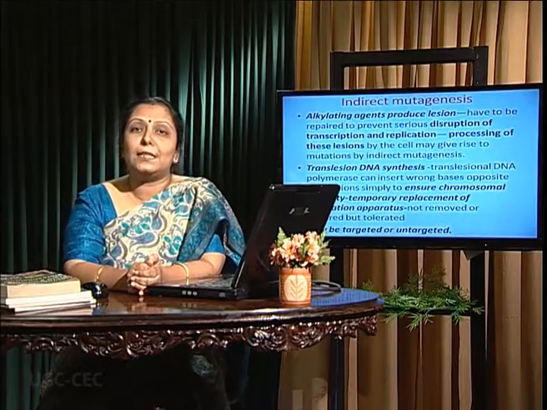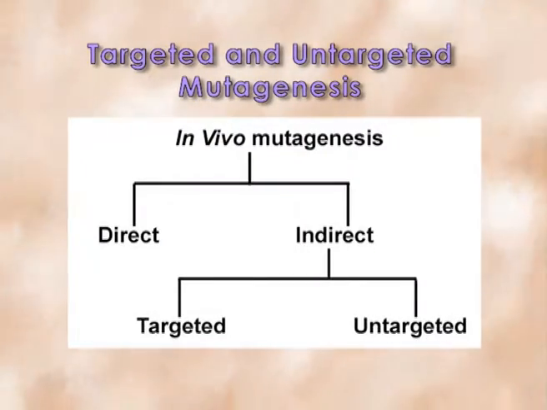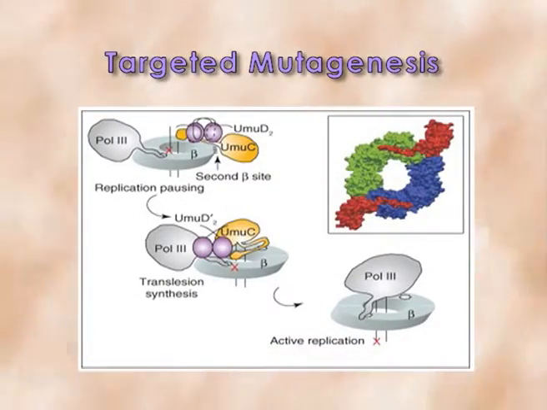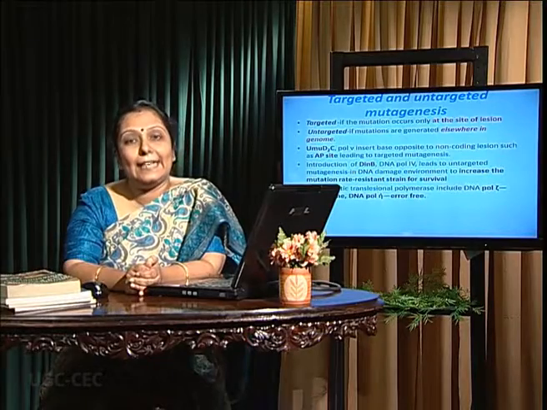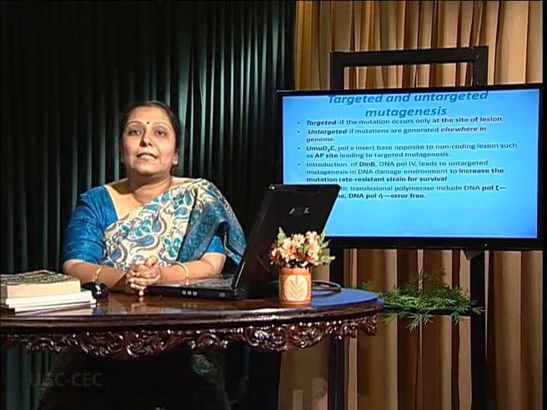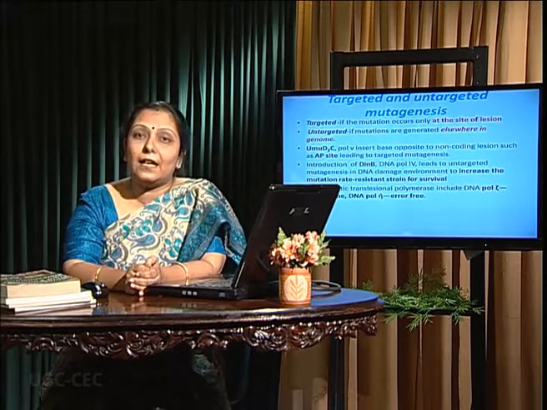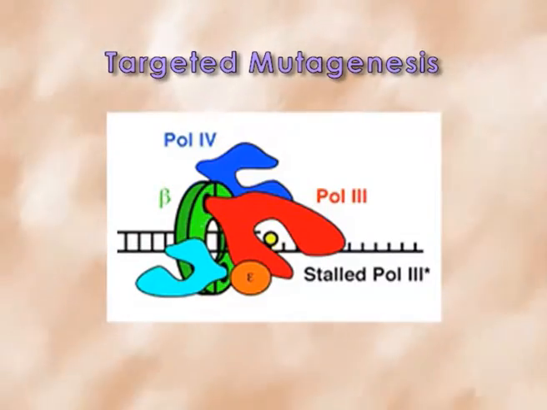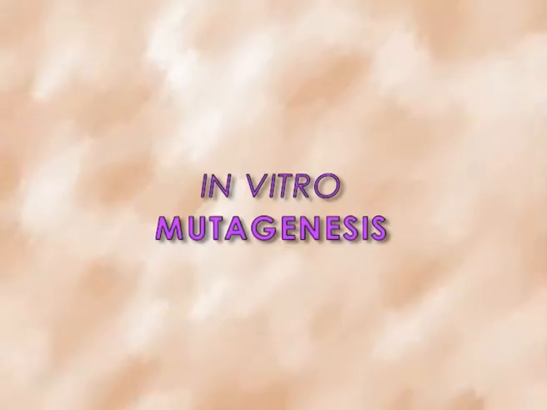This indirect mutagenesis may be targeted or untargeted. Targeted means mutagenesis happens only at the site of the lesion. That happens with the help of UmuD2C, UmuD'2C, or polymerase V action. So if an AP site, an apurinic site, is present, against which any random base like A is selected in the case of E. coli, it gives rise to targeted mutagenesis. But in the case of untargeted, driven by DinB or DNA polymerase IV, mutagenesis is introduced at sites other than the lesion site.